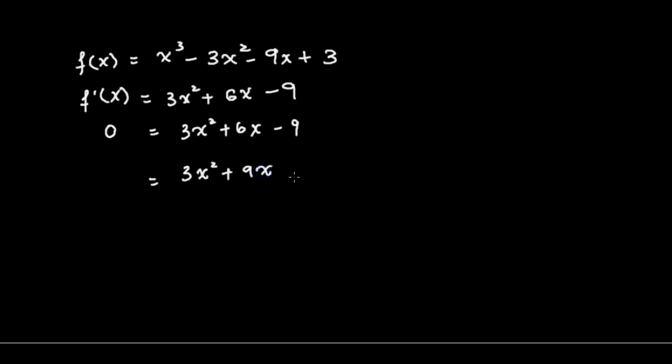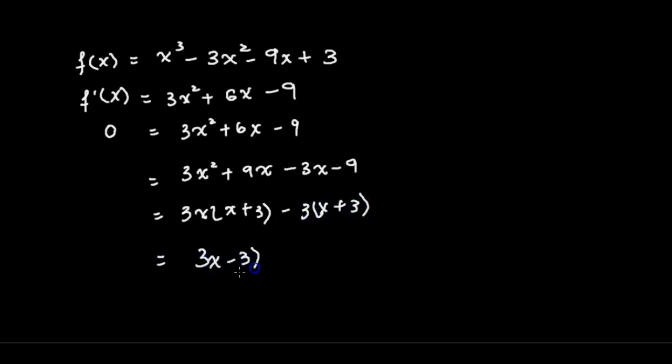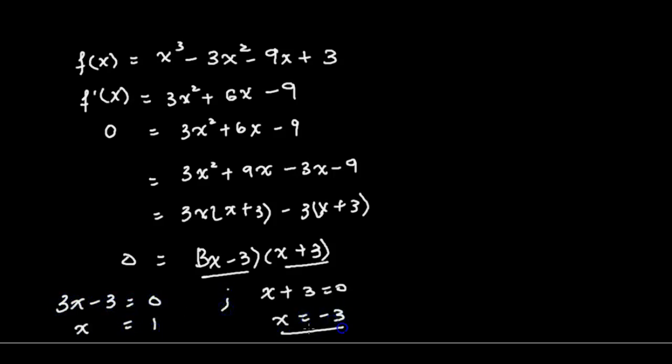So we would break 6x into 9x minus 3x. When we simplify it further, we are able to get x plus 3 minus 3 times x plus 3. This would give us 3x minus 3 and x plus 3, and that is equal to 0. Since we have the factored form equal to 0, we would now solve for each x value. So in this case, we would get a 1, and in this case, we would get a negative 3.